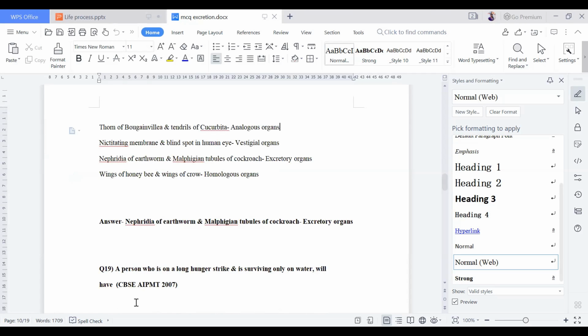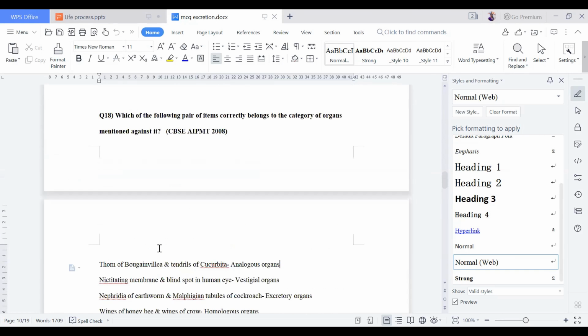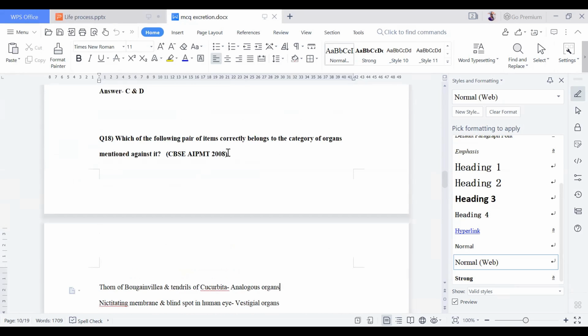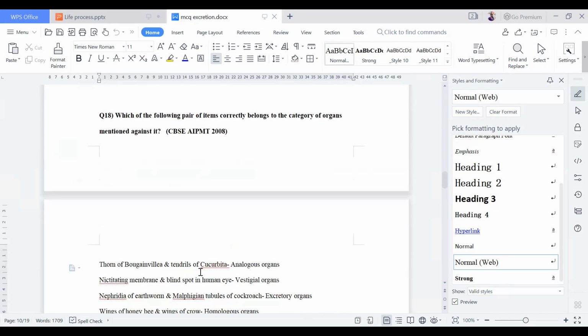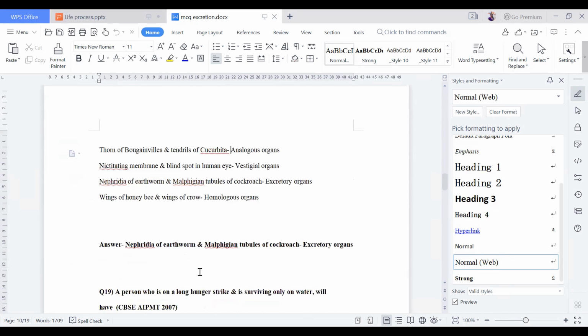Question number 19. A person. Ma'am, yeah, they gave it against it in the question. One minute. Correctly belongs to the category of organs mentioned against it. Mentioned against means what is given in front of it, not the opposite. Understood? Yes.